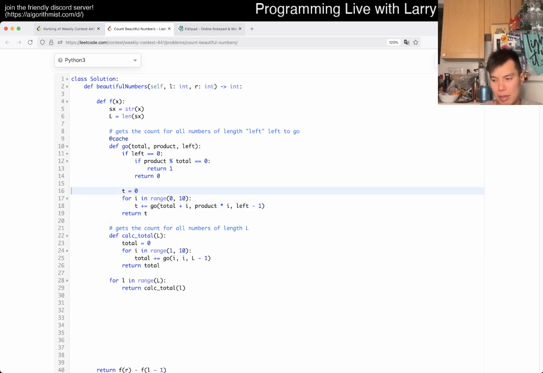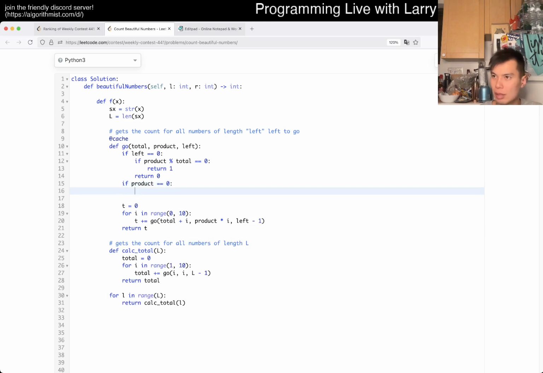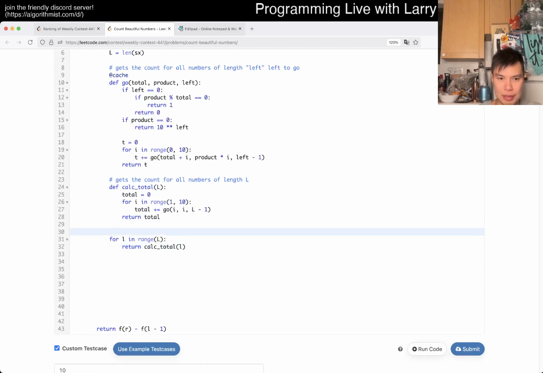Right, so if product is equal to 0, then yeah, maybe we can update the base case. Then we return 10 to the left power, right? Because we have 1 digit left, then it's going to be 10. Yeah, okay, I think that's fine. Okay. How do I feel about this? I don't know. Right, so here we have total is equal to 0.